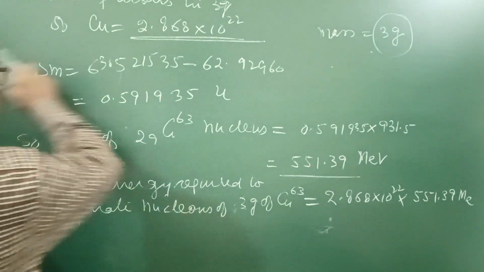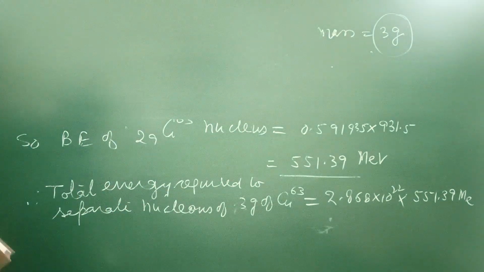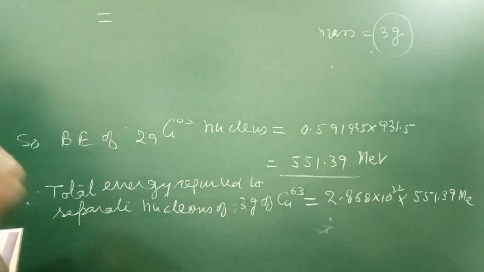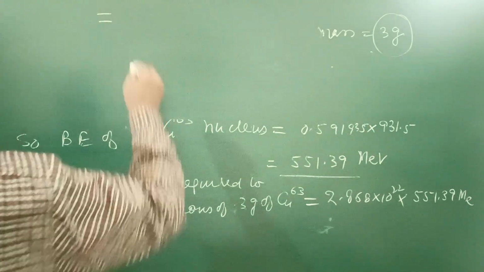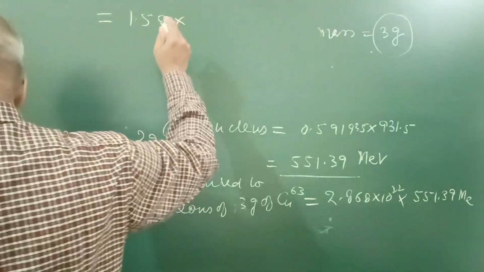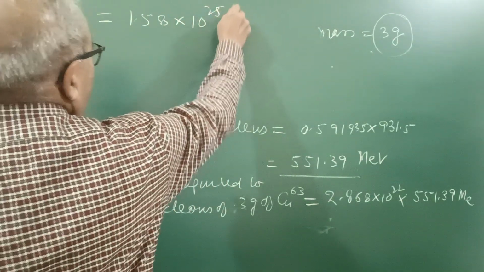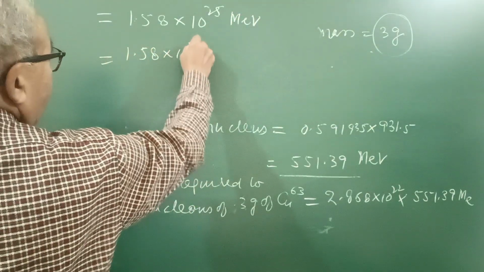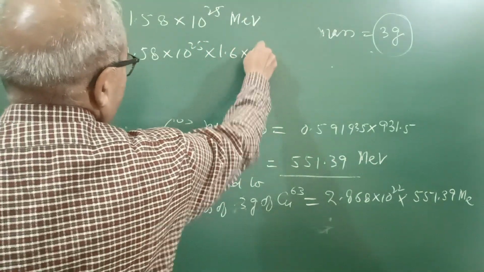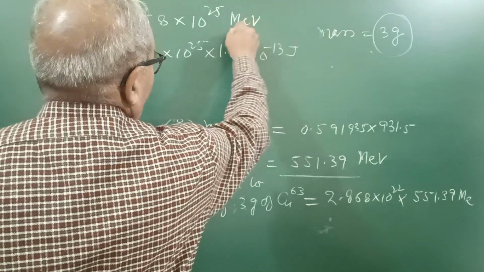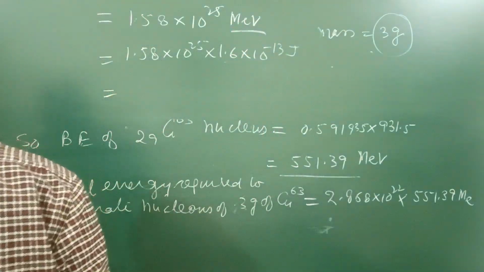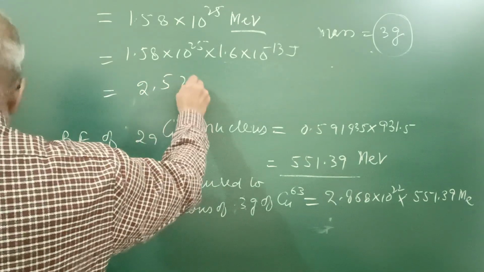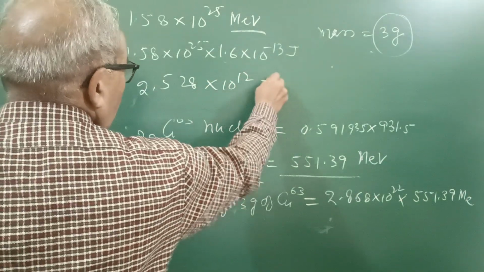Now when we multiply all this, we get the total energy equal to 1.58 × 10^25 MeV. Convert into joule: 1.58 × 10^25 into 1.6 × 10^-13 joule, because 1 MeV is 1.6 × 10^-13 joule. So by multiplication we get here 2.528 × 10^12 joule.